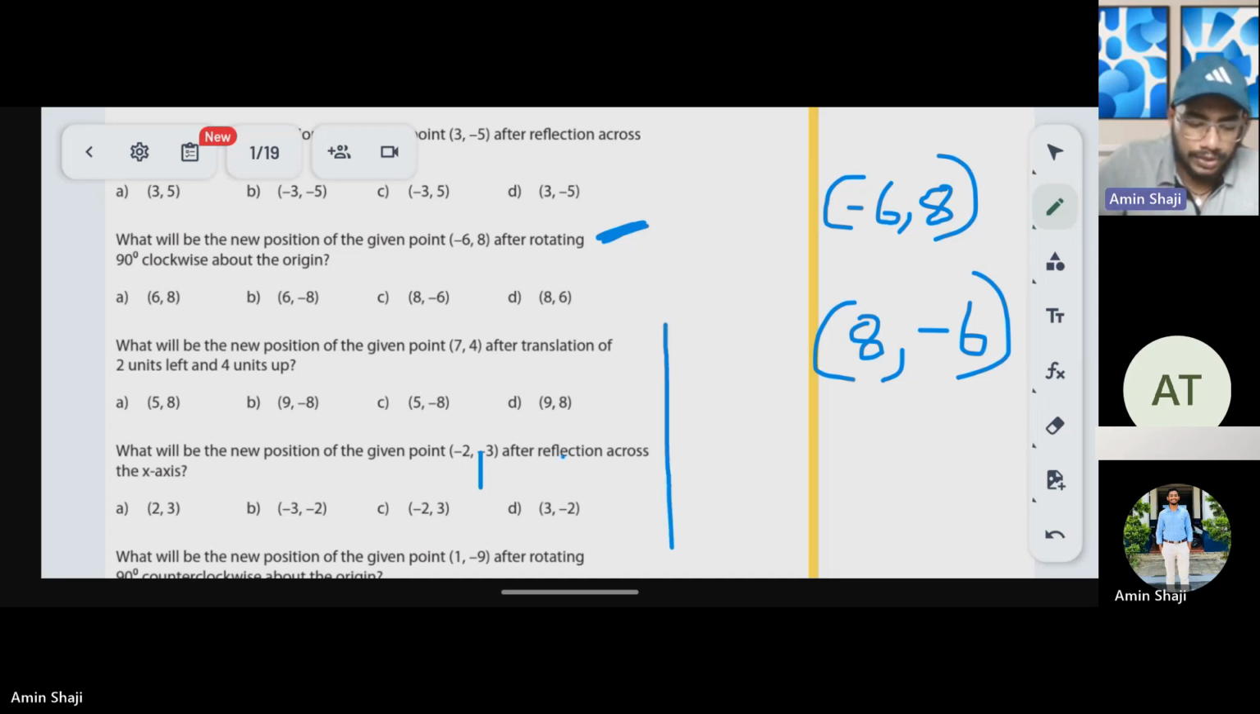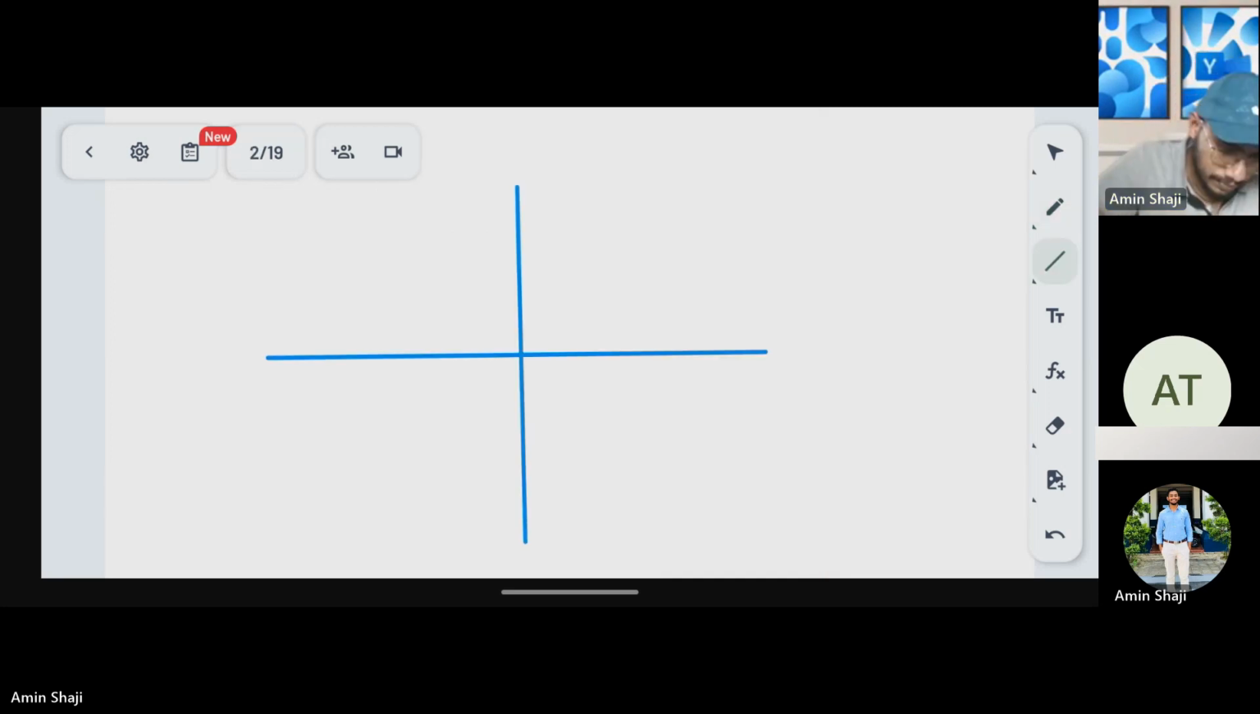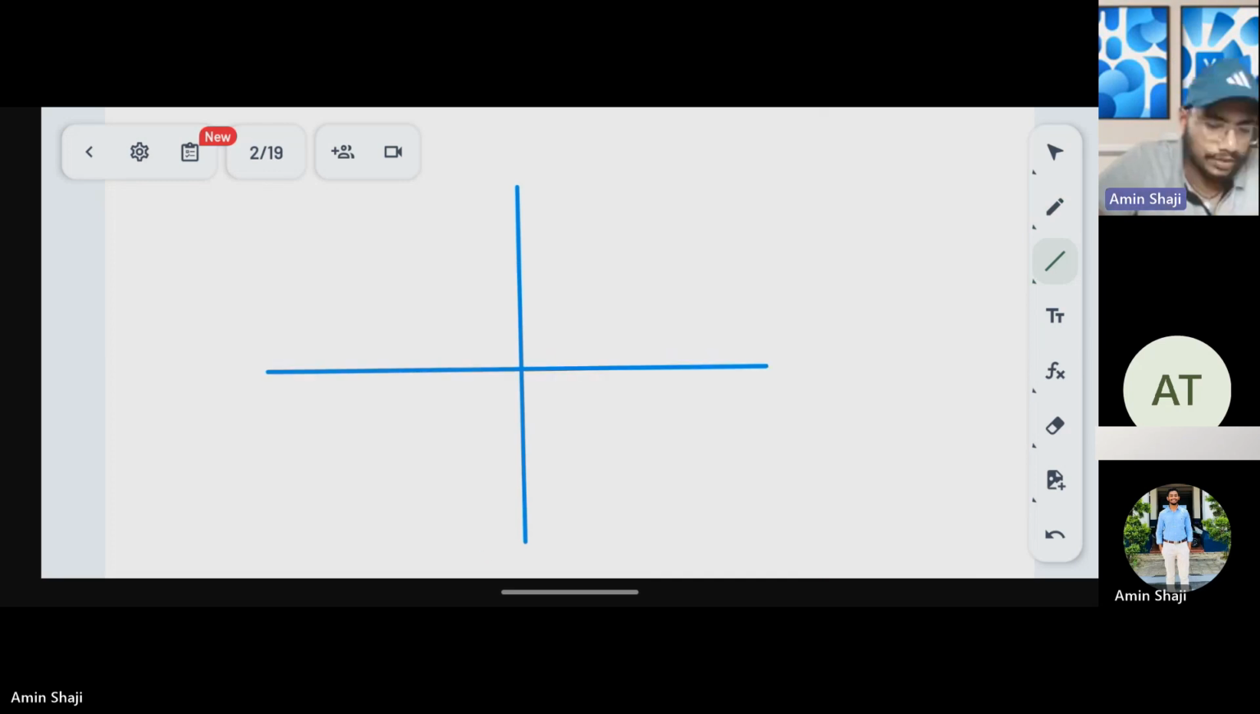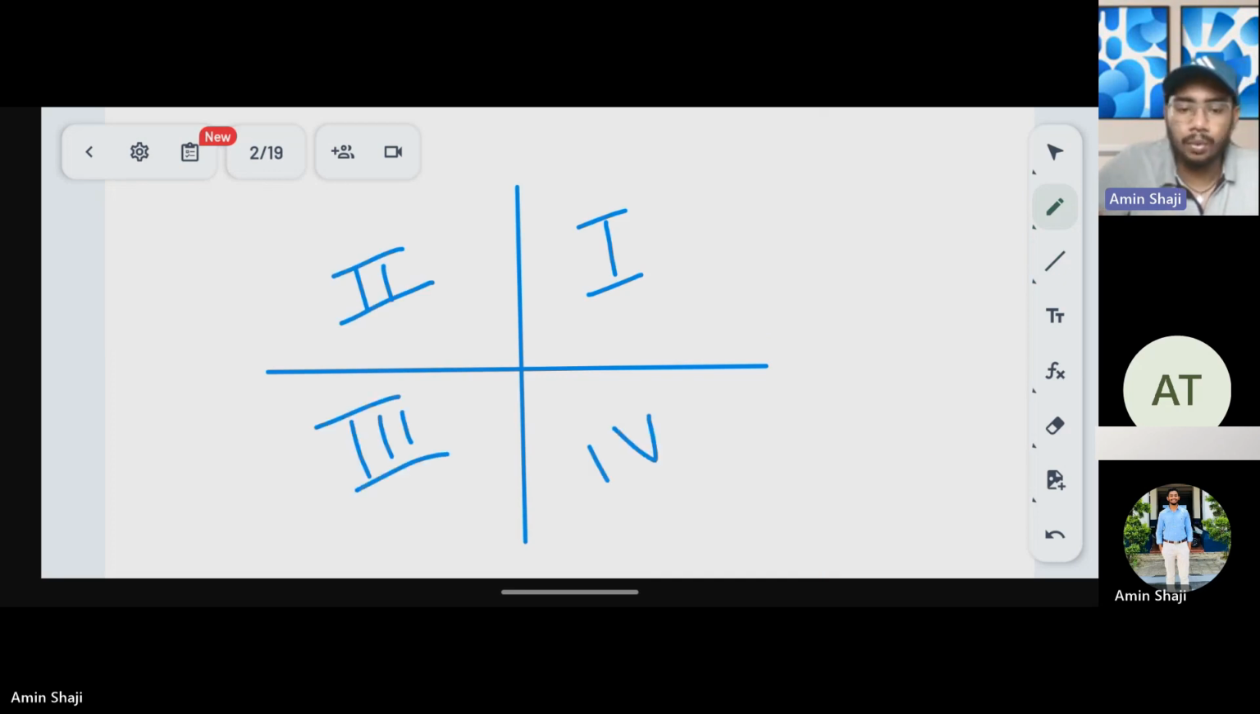We have to make sure of the quadrant, that the signs of the x and y coordinates are correct. So I have drawn it, maybe I will just draw it at the end of it. We can see the axes, right? By these two axes, I'm having a total of 4 parts, and these are called quadrants. I'm having 4 quadrants here.